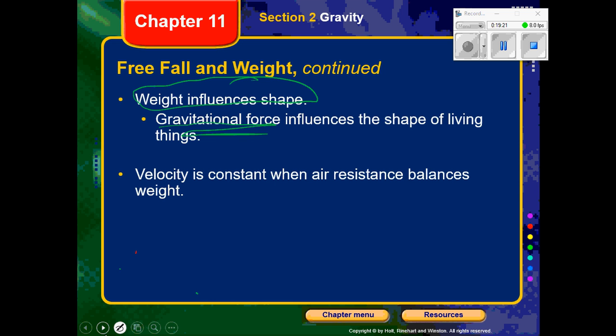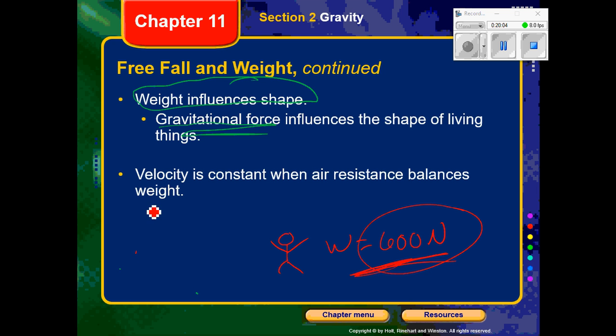Velocity is constant when air resistance balances weight. So let's say you're a person falling, right? And the weight of this person is 500 or 600 newtons. Basically, you take your weight in pounds and multiply it by more than 4, because 1 Newton is 0.225 pounds, and that's your weight in newtons. I don't know why we don't use newtons in America, but maybe it's because the number is just too big and we don't like the way it sounds. I'm not sure, but I think newtons is the general weight unit that people use throughout the world besides here in America and a couple other countries.